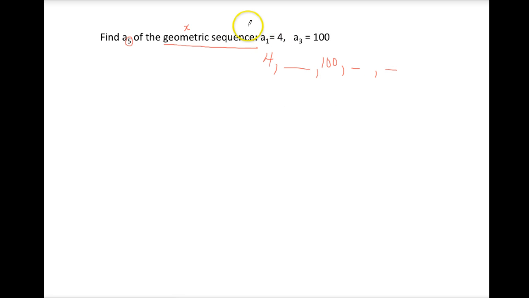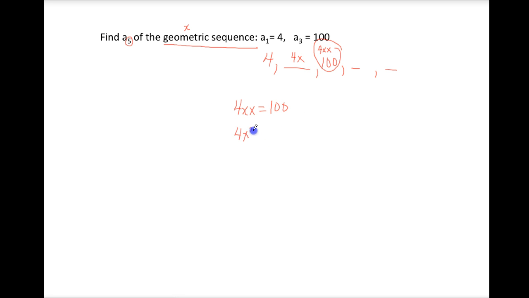Once again, geometric means multiplying by the same number over and over again. So we can say our number is x. That would mean the second term would be 4 times that x. And the third term, we would multiply by x once again. So 100 should be the same as 4 times x times x, where x is our number we're multiplying by each time to get the next number in the sequence. Set up your equation and solve for x.